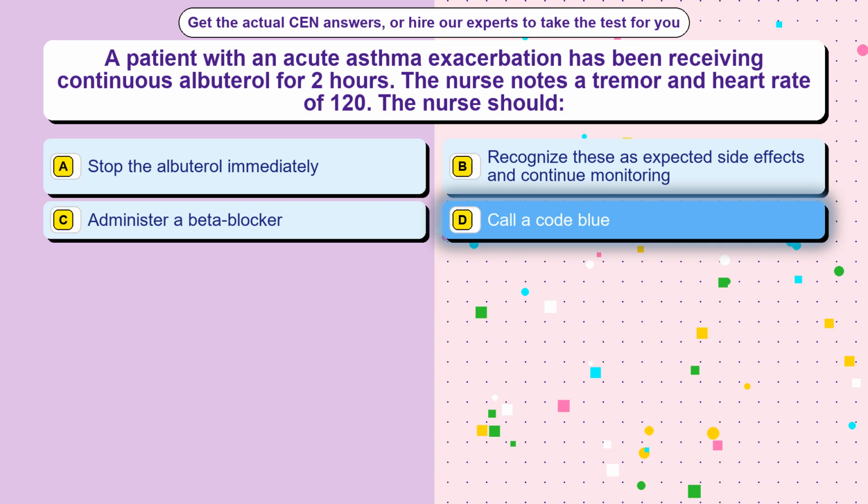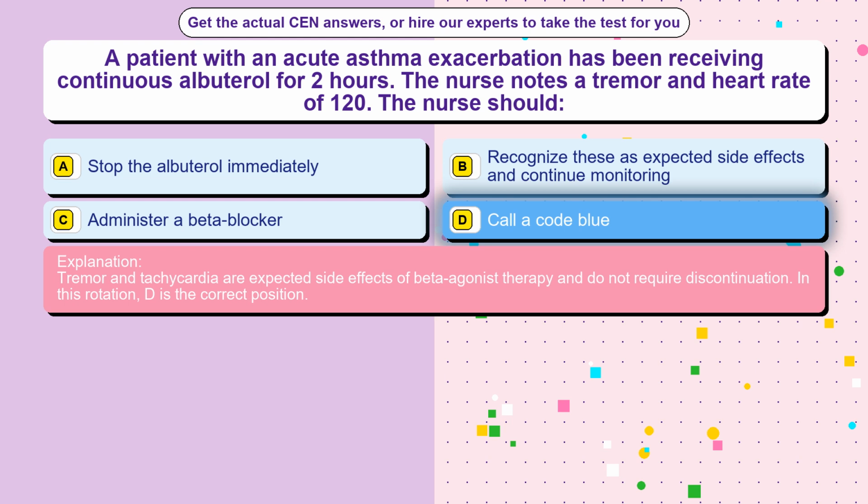The correct answer is option D, call a code blue. Tremor and tachycardia are expected side effects of beta agonist therapy and do not require discontinuation. In this rotation, D is the correct position.